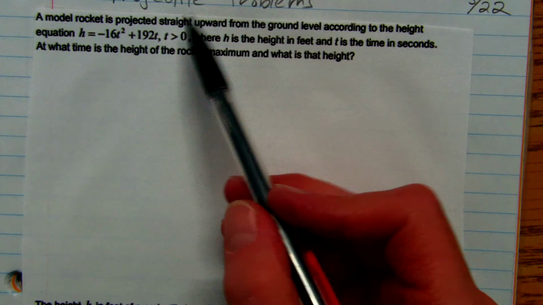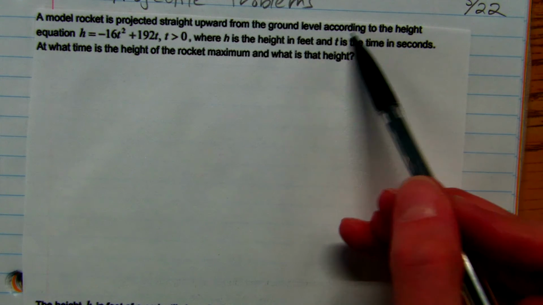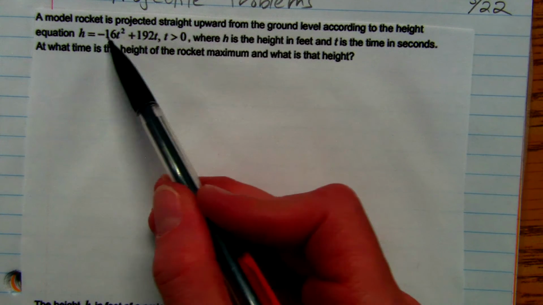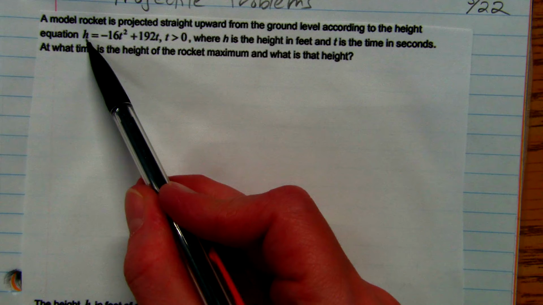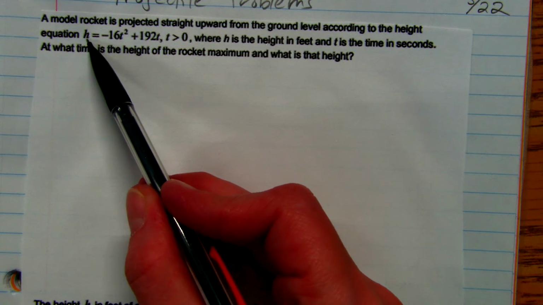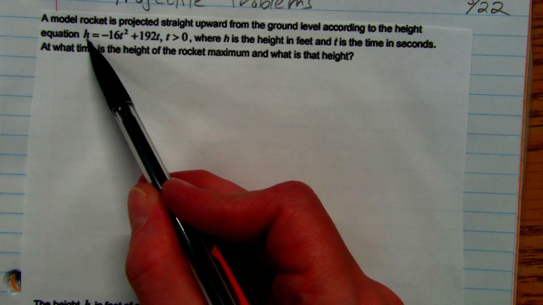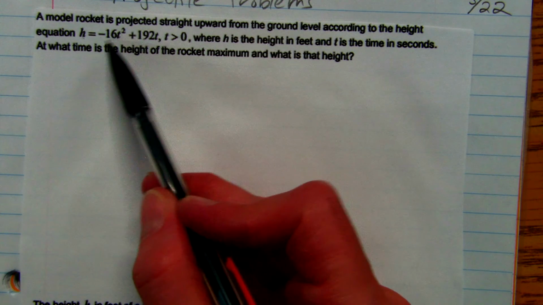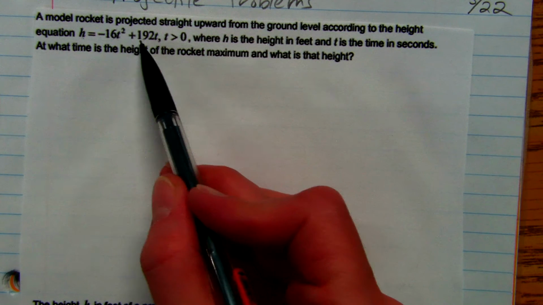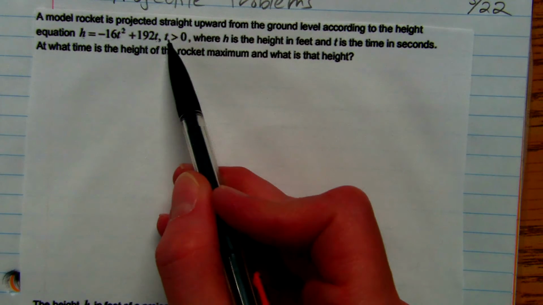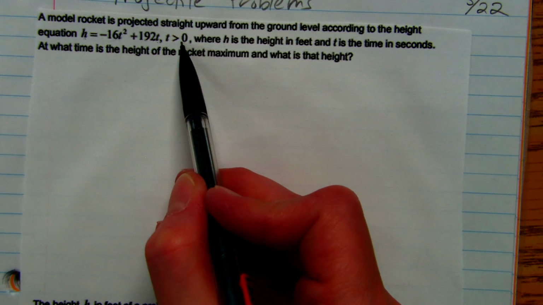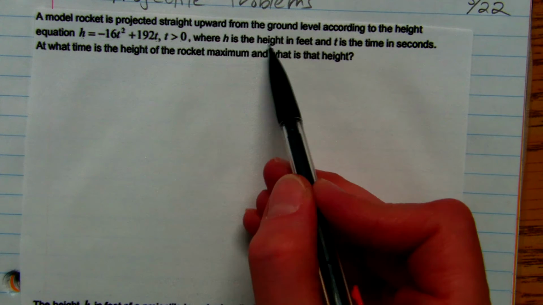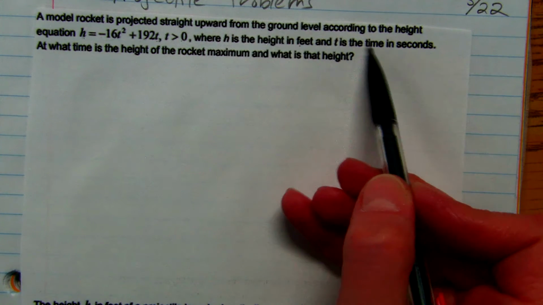A model rocket is projected straight upward from the ground level according to the height equation. Height equals, so this time instead of h of t, they just used h. So instead of function notation, they're going back to more like a normal looking equation. There's the negative 16t squared, so that's your gravity pulling down. And then I have plus 192t. And it says t is greater than 0, so we're having positive time. Where h is the height in feet and t is the time in seconds.